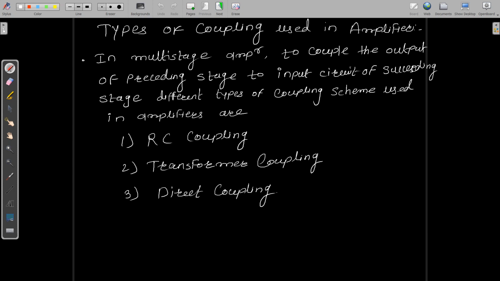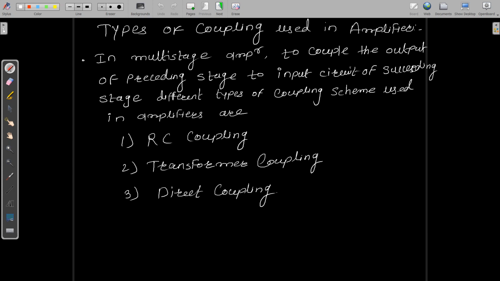So this coupling concept comes into the picture when you talk about multi-stage amplifiers. Multi-stage means a number of stages are cascaded with each other so that you can obtain the maximum gain and the bandwidth criteria can be satisfied. To couple the output of one preceding stage to the input circuit of the next succeeding stage, different types of coupling schemes are used.